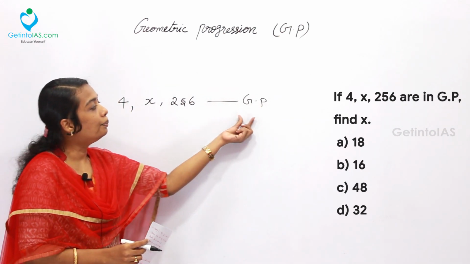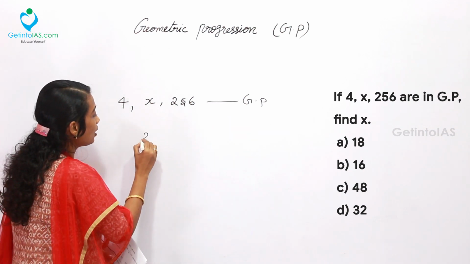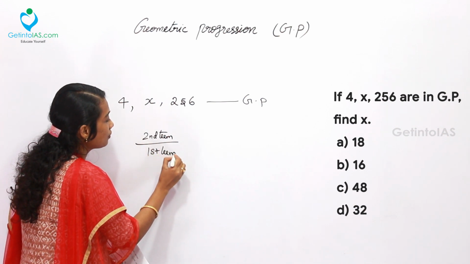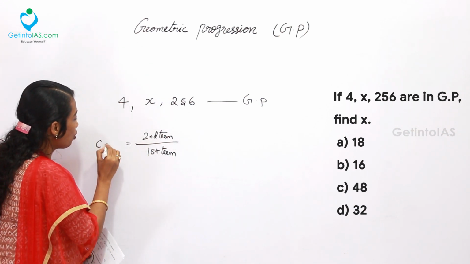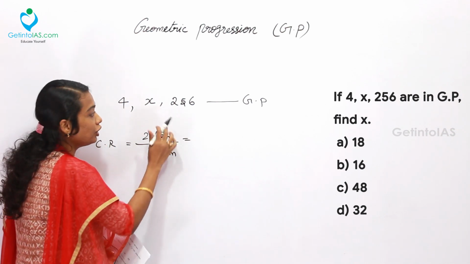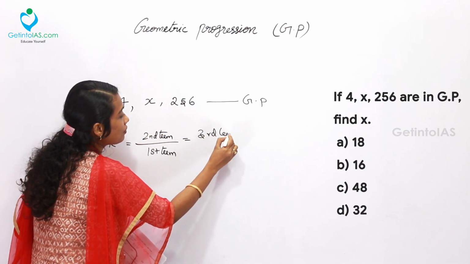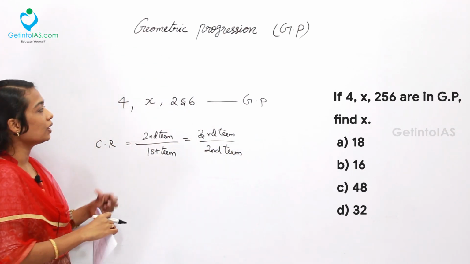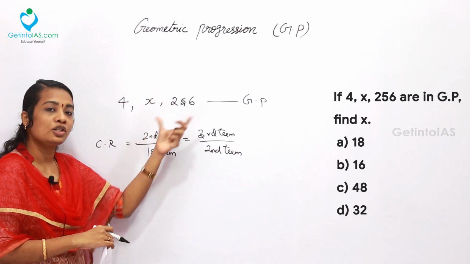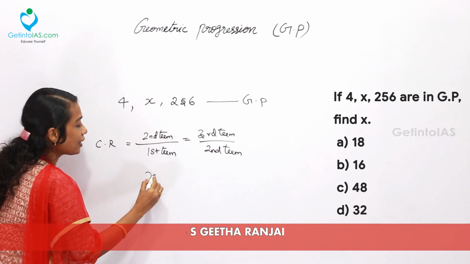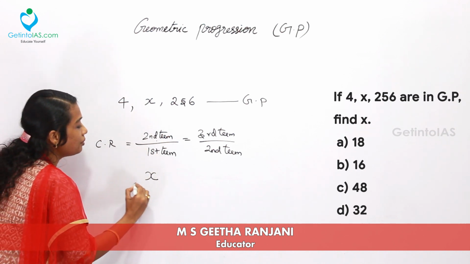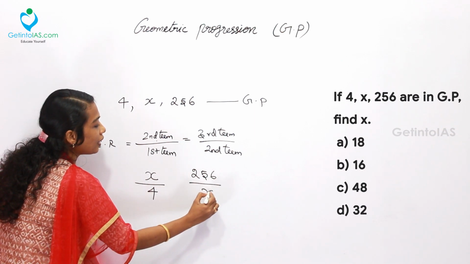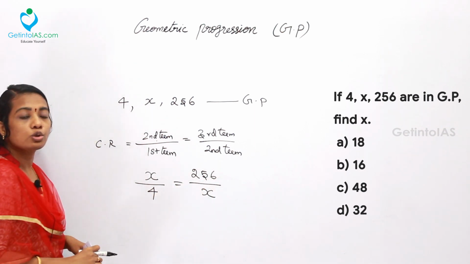So what is the basic pattern of GP? The second term divided by the first term is said to be the common ratio, right? Which will always be equal to the third term divided by the second term. If you are well versed in this concept, you can easily crack this question. It will not take much time to calculate these things. So here x is the second term, the first term is 4, and 256 is the third term, divided by the second term x. So these two values will always be equal.